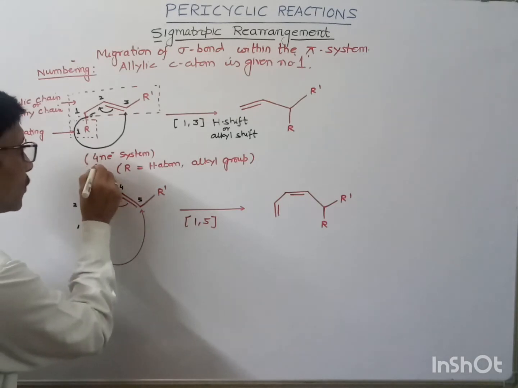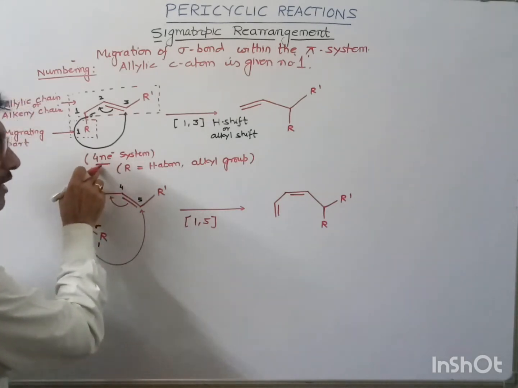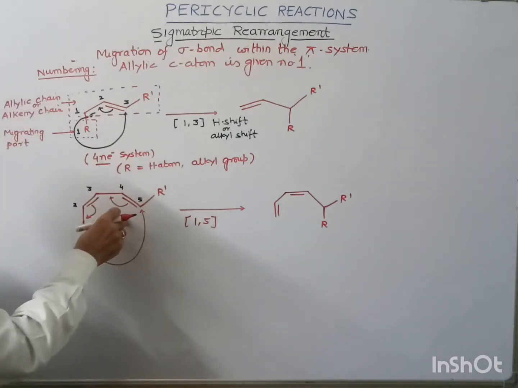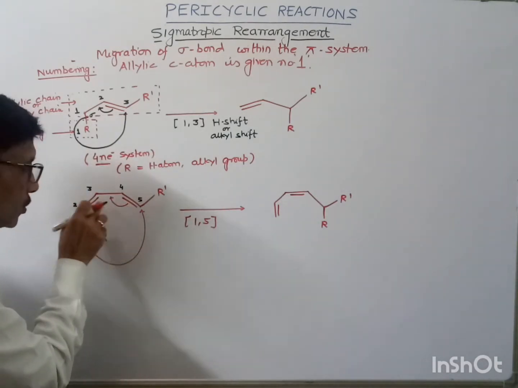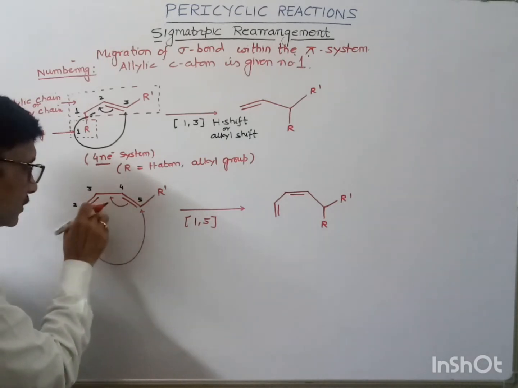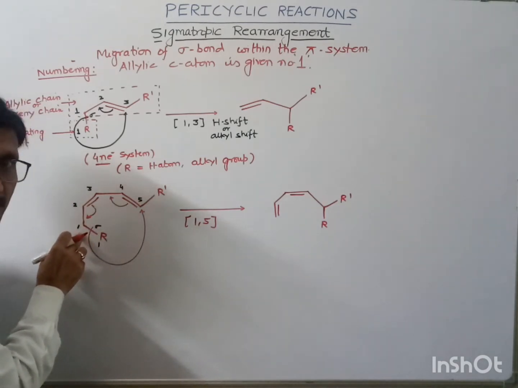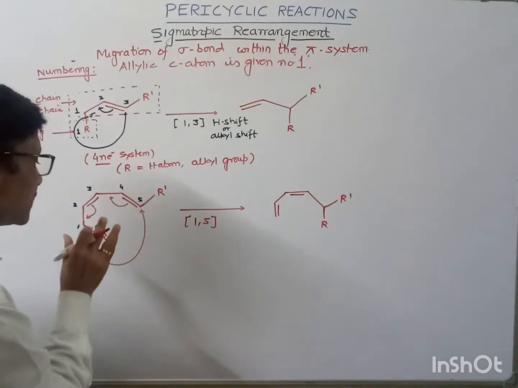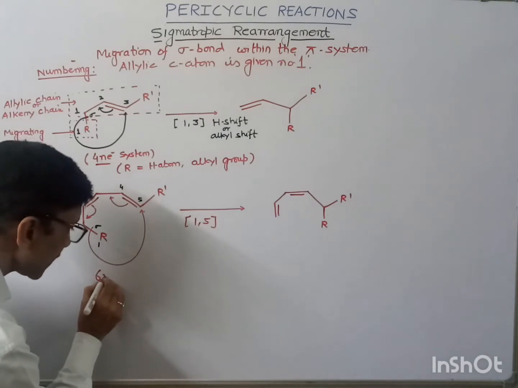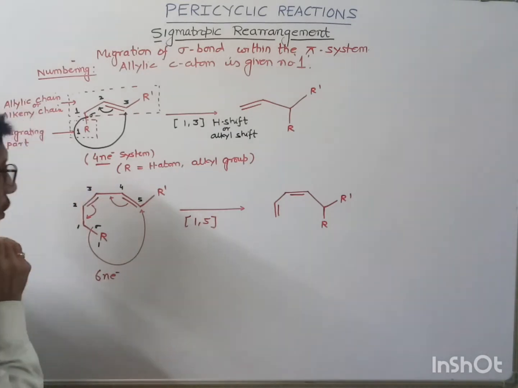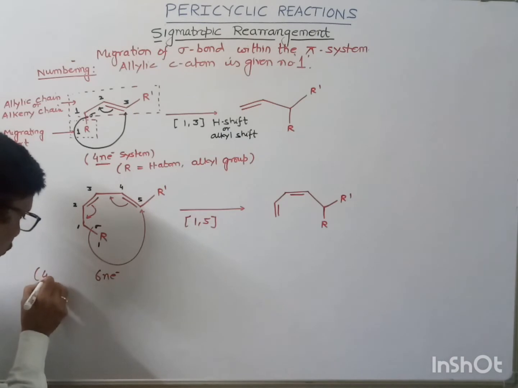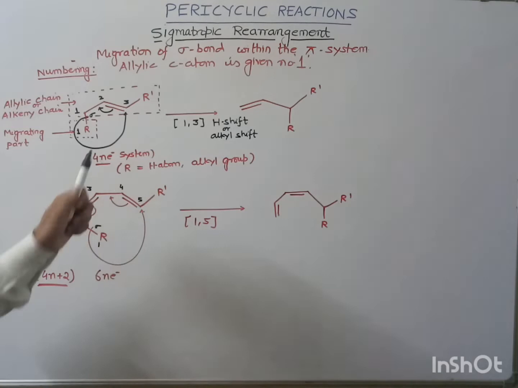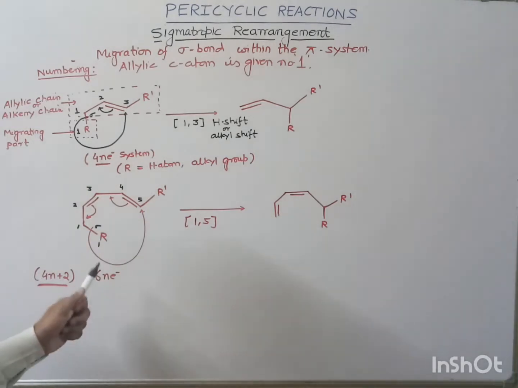So this is an example of a 4n electron system. If I put n equal to 1, it means 4 electrons are involved over here. How many electrons are involved over here? 2. 4 pi electrons are there, and one sigma bond is involved in this reaction. So a total of 6 electrons are involved in the reaction, and this is an example of a 6n electron system, or this is an example of a 4n plus 2 electron system.